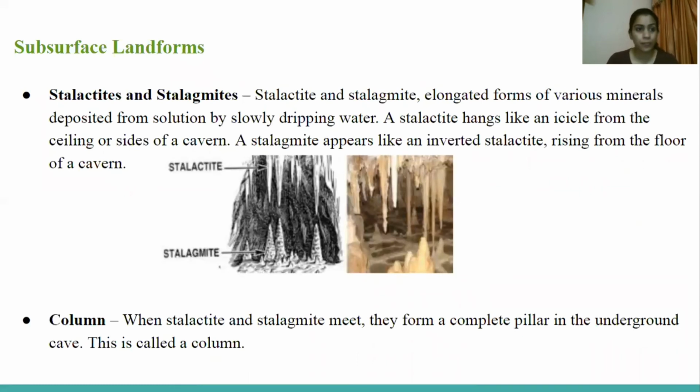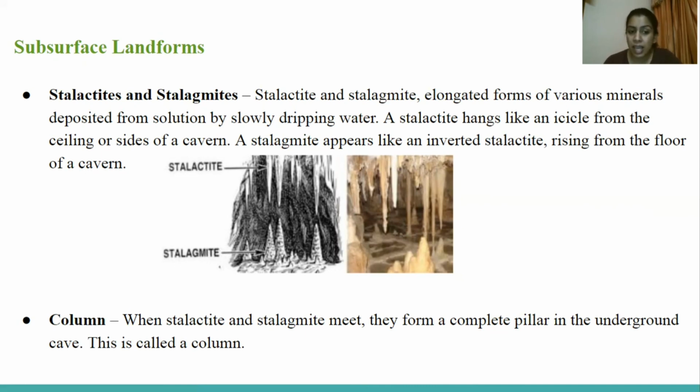Subsurface landforms: stalactites and stalagmites. These are elongated forms of various minerals deposited from solution by slowly dripping water. A stalactite hangs like an icicle from the ceiling or sides of a cavern. A stalagmite appears like an inverted stalactite rising from the floor of a cavern.